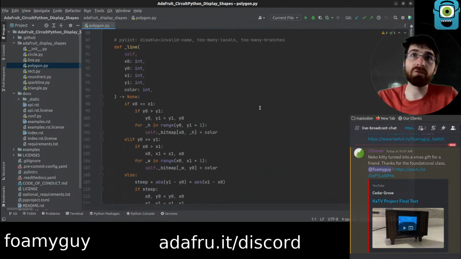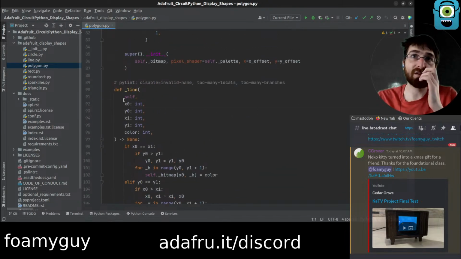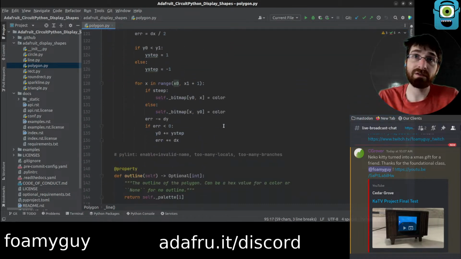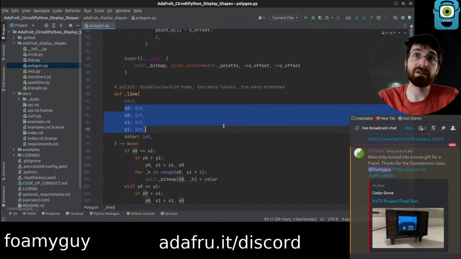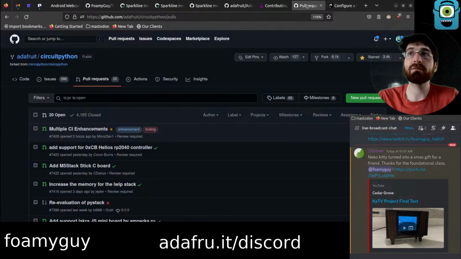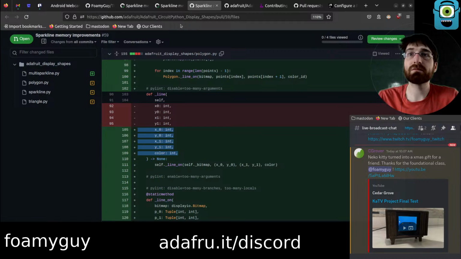Are there two lines now? So there's line here, which is the version that takes the 4 ints. That's it. That one is new. Ordinal number.